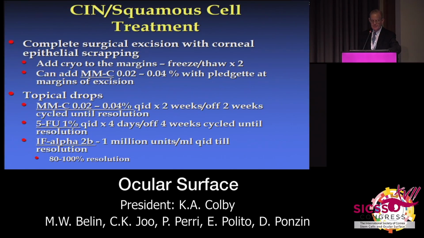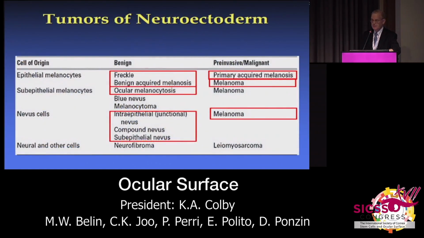Or you can treat this primarily or with subsequent recurrences with mitomycin C drops, usually cycled QID for 2 weeks, off for 2 weeks, on for 2 weeks, off for 2 weeks. 5-FU works as well as alpha interferon 2 beta. It's about an 80 to 100% resolution with time with interferon, even though this may take 6 to 12 months to totally see it.